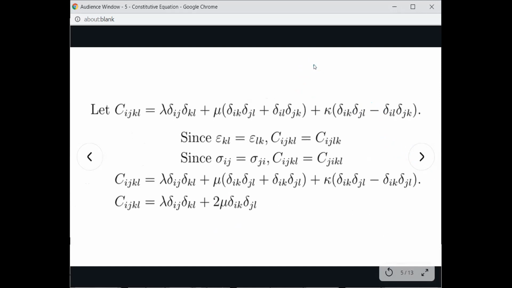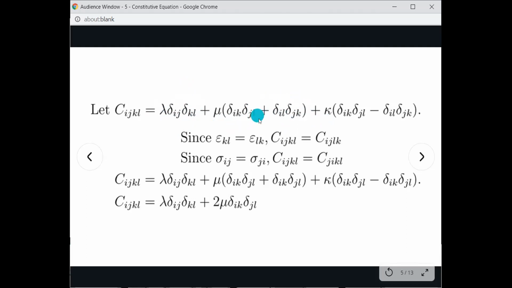Now let's define what CIJKL means. Okay. Now we can define CIJKL using this set of equations. So here we have the lambda, mu, and kappa. Okay, we call these Lame's coefficients. So here we have the lambda is a coefficient to 2 Kronecker delta, which is multiplied.